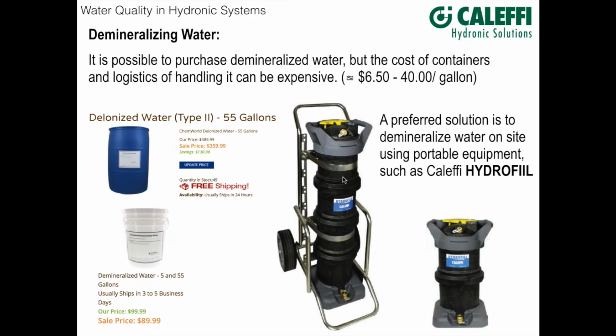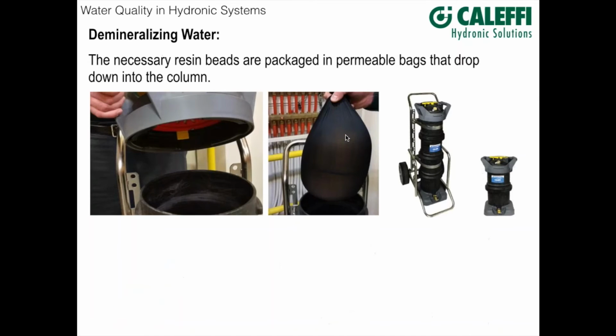Inside of this column are bags with resin beads, the same resin beads that we just talked about. And the process is basically put the source water in the bottom. It flows up through the resin beads, and it comes out this connection at the top. And there's actually a meter, and you'll see this shortly. There's a meter that tells you the total dissolved solids content of that water as it's coming out through there.